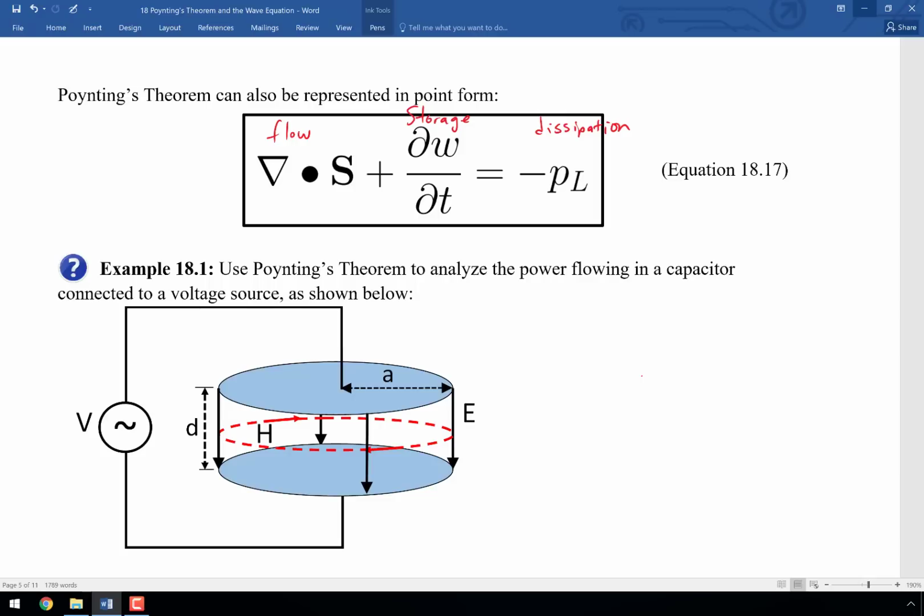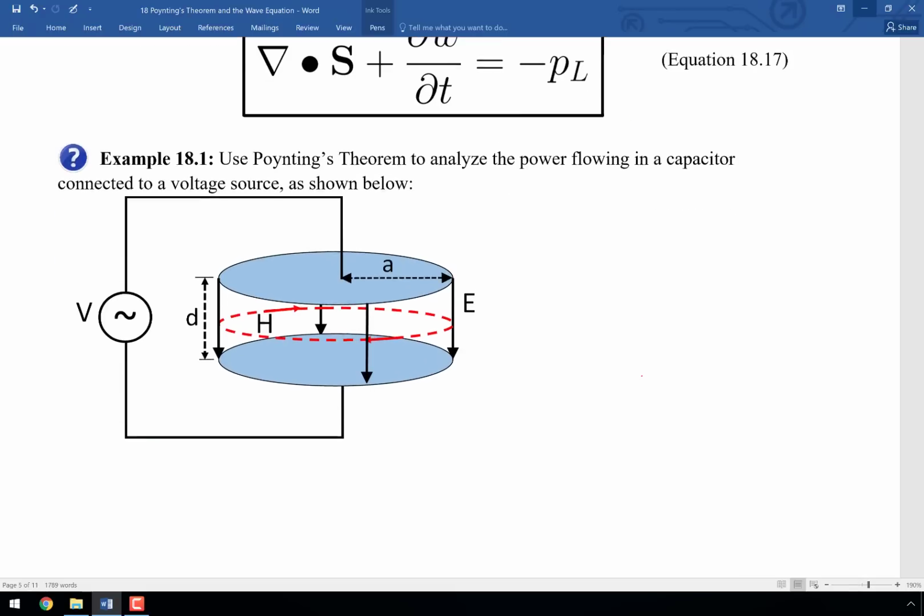So let's go ahead and calculate a lot of things about this system. The problem statement just says analyze the power flowing, and so I didn't want to give away the punchline, but there's a pretty good punchline that's coming here. So first of all, let's start with Ampere's law.